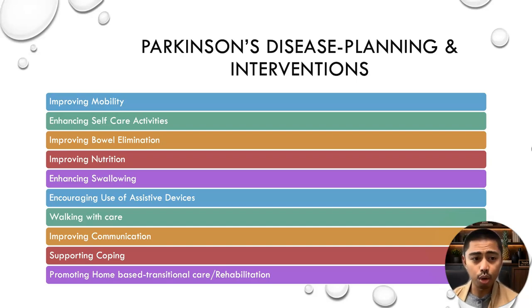For mobility support, we want to use warm baths, gentle stretching, and allow extra time for them to move. And for nutritional support, we want high fiber, adequate fluids, and we want to monitor their weight. And for communication strategies, we want to use short sentences, allow response time, and speech therapy is going to be important for them as well. The focus of rehab is to promote home-based and transitional care.